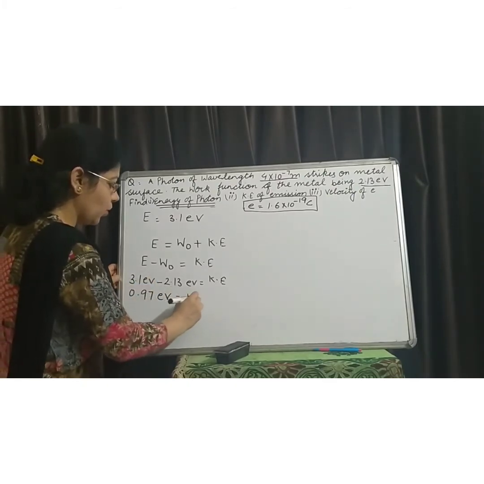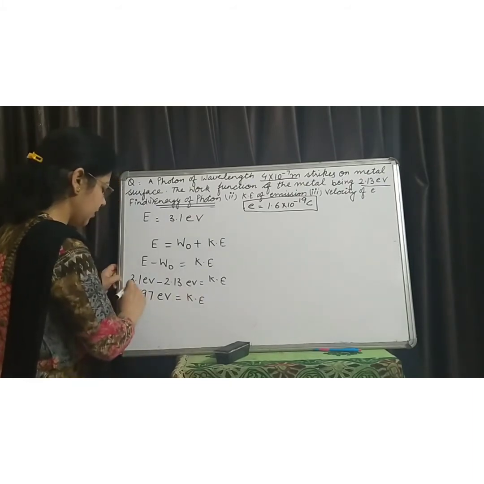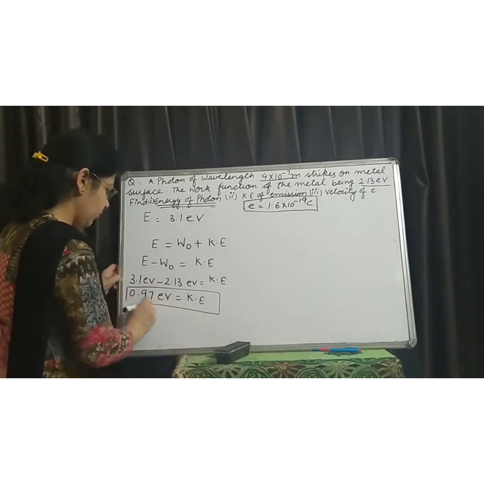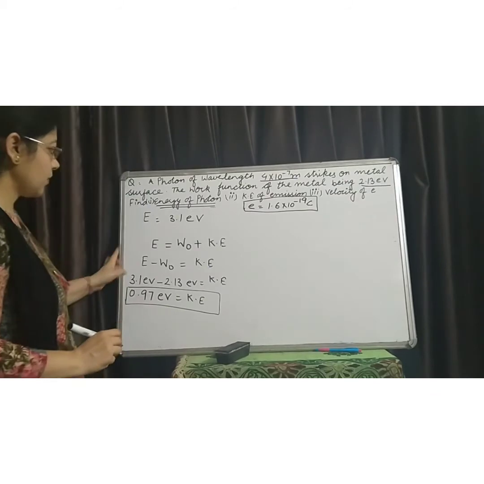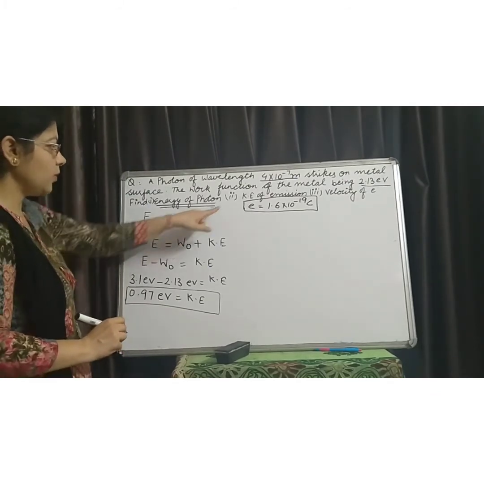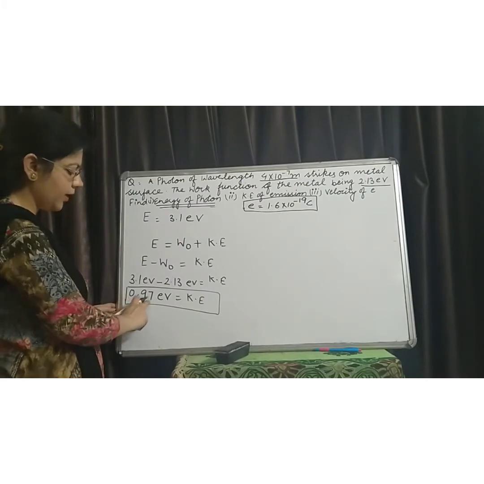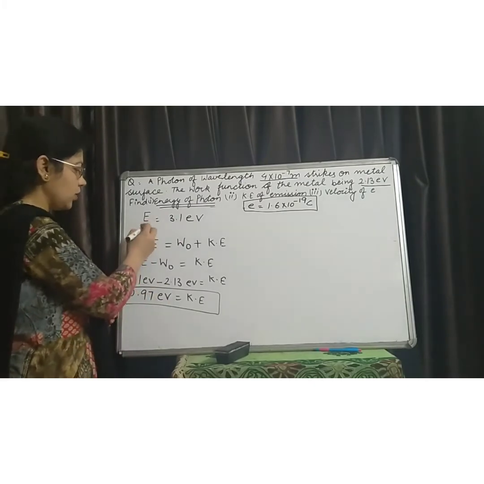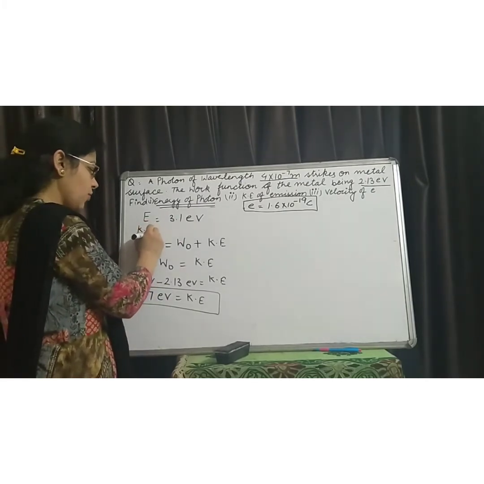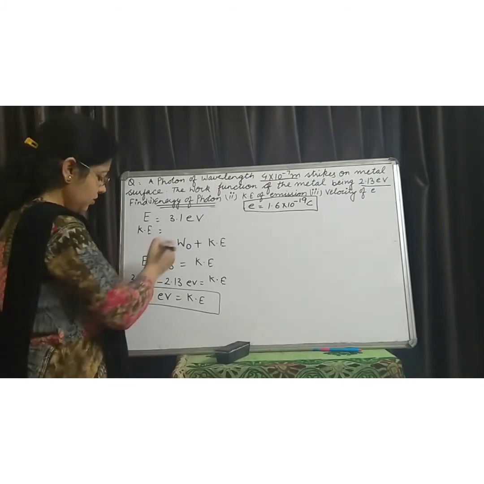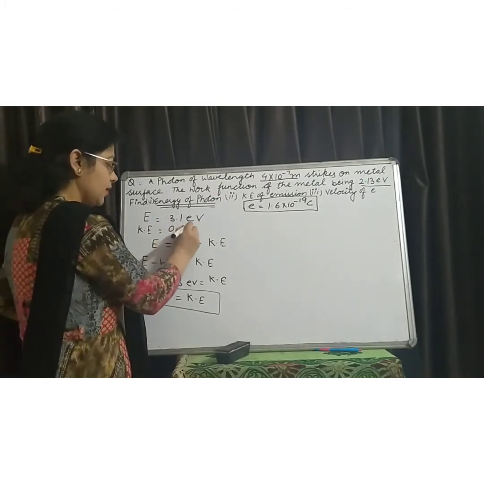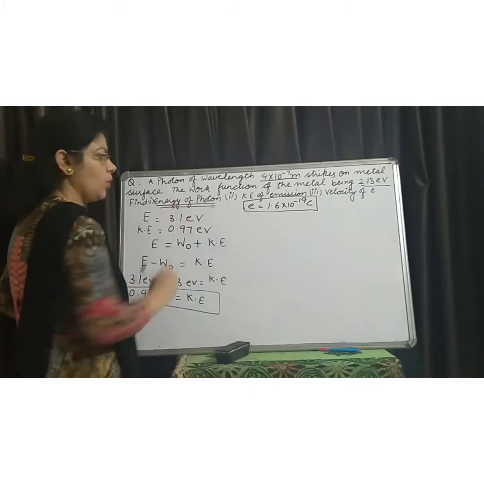electron volt. This is the kinetic energy of the photoelectron. Energy we had already calculated. Second thing, kinetic energy, is 0.97 electron volt.